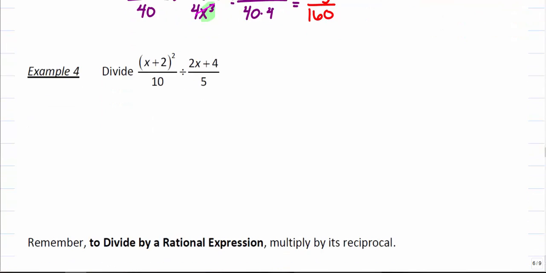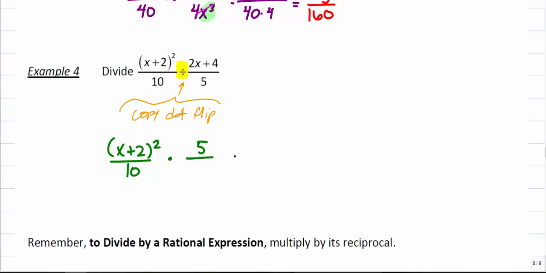So again, let's look here. I see my division symbol. So I'm immediately going to say, okay, I have got to take this expression because I'm dividing, and I'm going to copy dot flip. Not doff, but dot. So this is going to become x plus 2 squared over 10 times 5 over 2x plus 4.